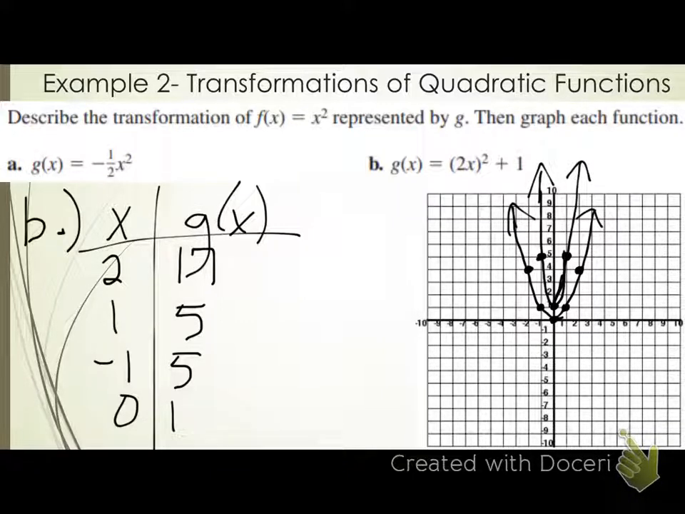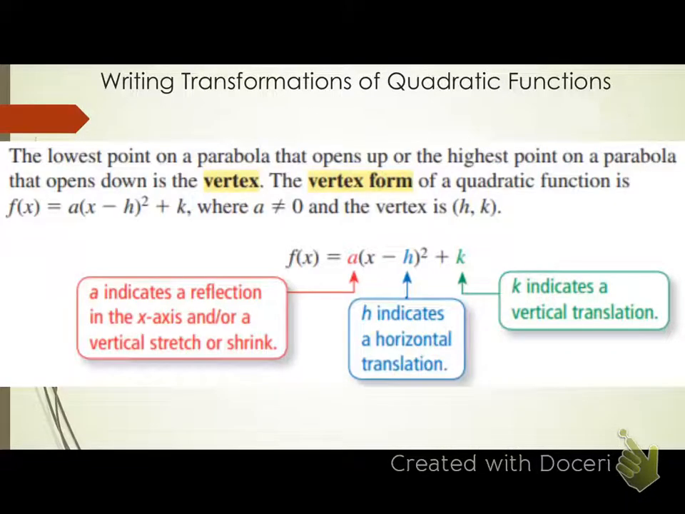We said it was a horizontal shrink, correct? So we shrunk it horizontally towards the y-axis. So it got skinnier, right? And then it was a vertical translation up 1 unit. Everyone see that? Questions, comments, concerns about example 2? Can I move on from example 2? All right.